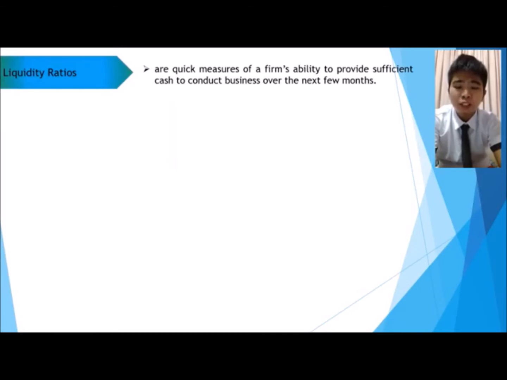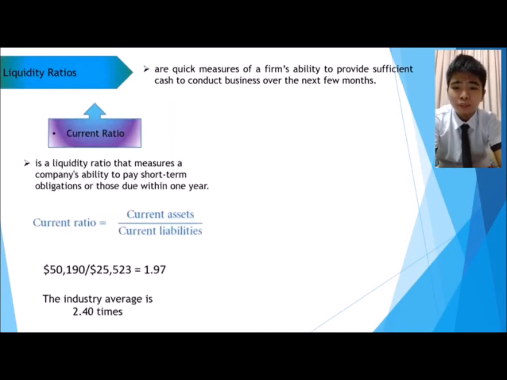Examples of liquidity ratios we have: first, current ratio is a liquidity ratio that measures a company's ability to pay short-term obligations or those due within 1 year. So dito makikita kung kayang makover sa company's current assets ang current liabilities. The formula is current ratio equals current assets over current liabilities.